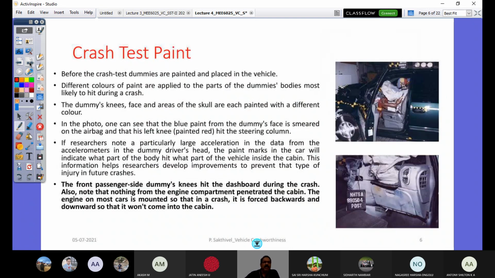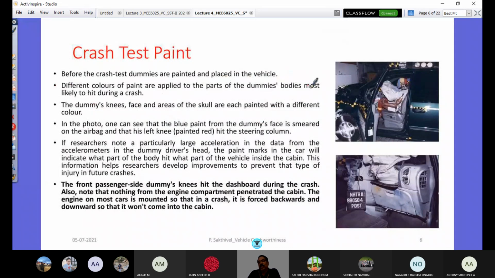And then a typical crash setup, if you see, first in hand is crash test paint. So what is this crash test paint? Before the crash test, dummies are painted and placed in the vehicle. You can see here on my right, this dummy is being painted. Different colors of paint are applied to the parts of the dummy's body most likely to hit during the crash. So painting them and conducting the crash test would give an idea of the contact points of human body parts with the vehicle during collision.